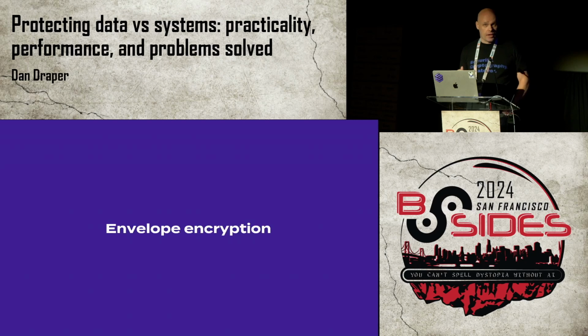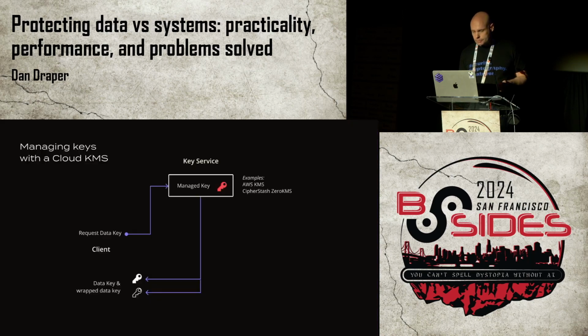Thankfully, we have some prior art. We have a few technologies that we can rely on. And one of these is this idea of envelope encryption. So envelope encryption is used by many of the major key providers. It's something we use at BSidesSF as well.